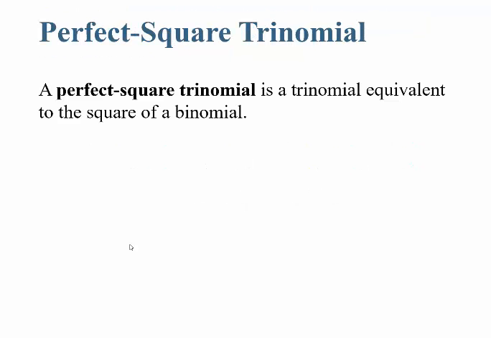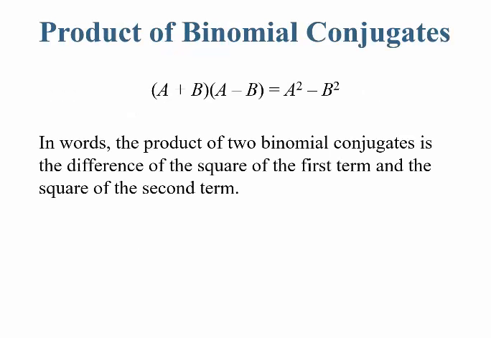All right, a perfect square trinomial is a trinomial equivalent to the square of a binomial. So something like this. And I want to talk about the product of conjugates here. So a conjugate, if you have a plus b, its conjugate is a minus b. Anyways, if you go a plus b times a minus b, this will always, always, always equal a squared minus b squared. So in other words, the product of two binomial conjugates is the difference of the square of the first term and the square of the second term. So this formula I think is very easy to follow. You're always going to do this as a squared minus b squared.